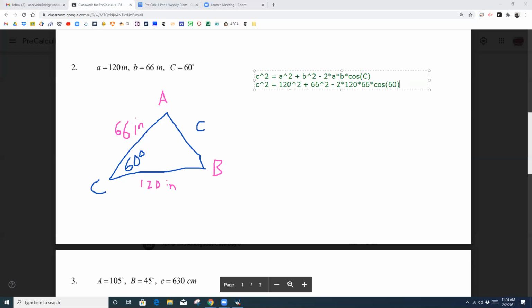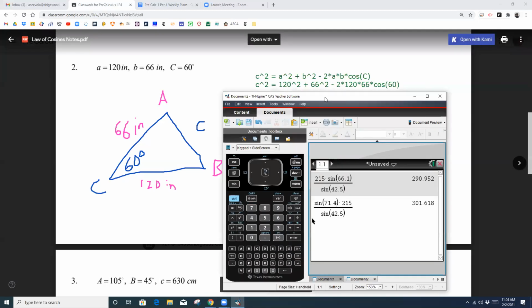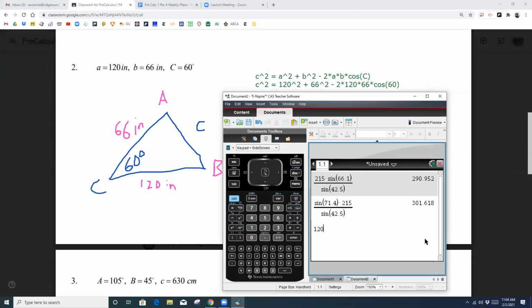All right, so now I'm going to solve this. So I could just type all this into my calculator, exactly how it looks, and then take the square root. So that's what I'm going to do. So I get 120 squared plus 66 squared minus 2 times 120 times 66 times the cosine of 60.